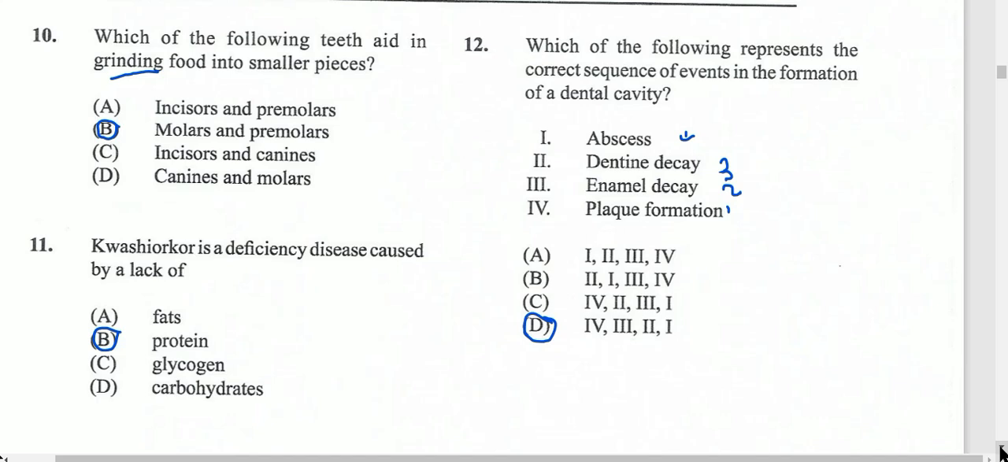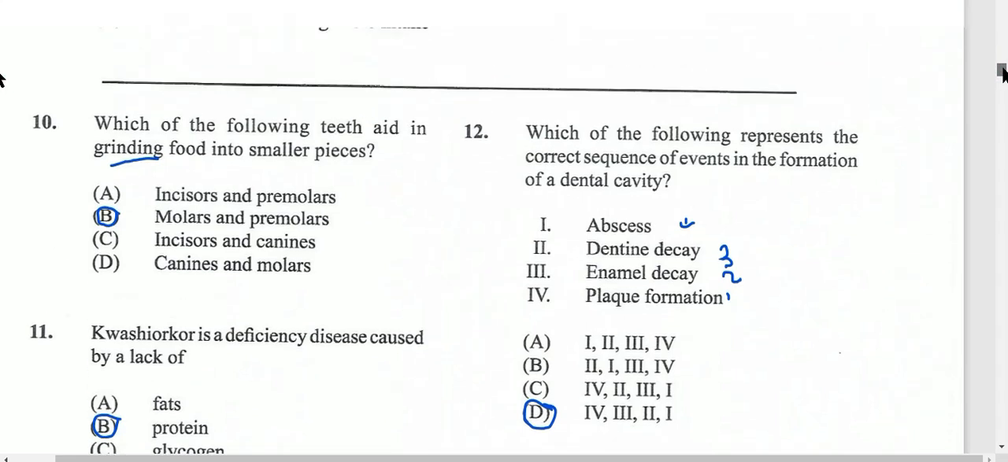Kwashiorkor is a deficiency disease caused by a lack of protein, and that's always going to be true. Kwashiorkor is a deficiency disease caused by the lack of protein, so our answer here for 11 is B. Never confuse it with marasmus, which is associated with carbohydrate.